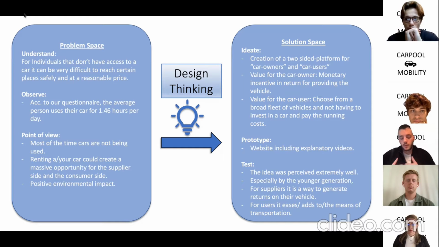And for the prototype, in order to give our potential customers a first insight into our project, we created a website, including explanatory videos to really give the potential customer a first real impression. And the idea was perceived extremely well, especially by the younger generation from both sides, the supplier and the consumer side. And again, for suppliers, it's a way to generate returns on the vehicle, and for the users, it eases and adds to the means of transportation.